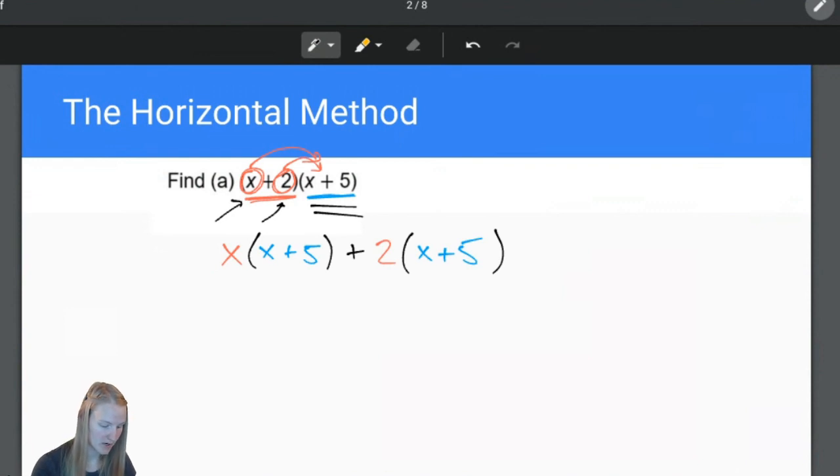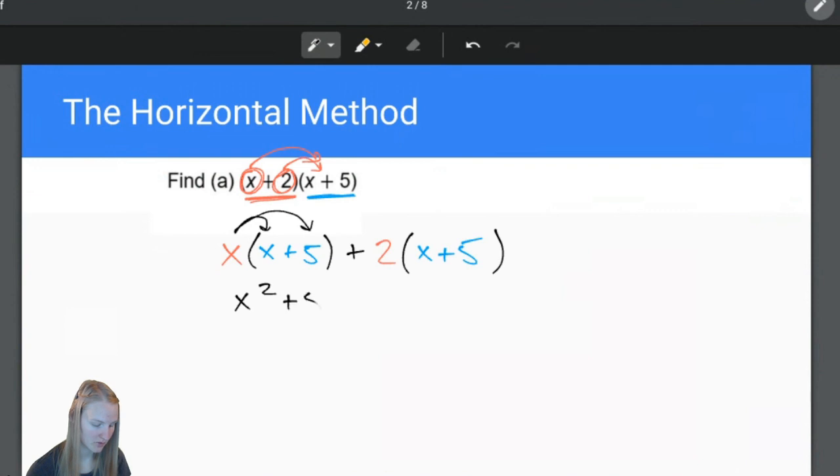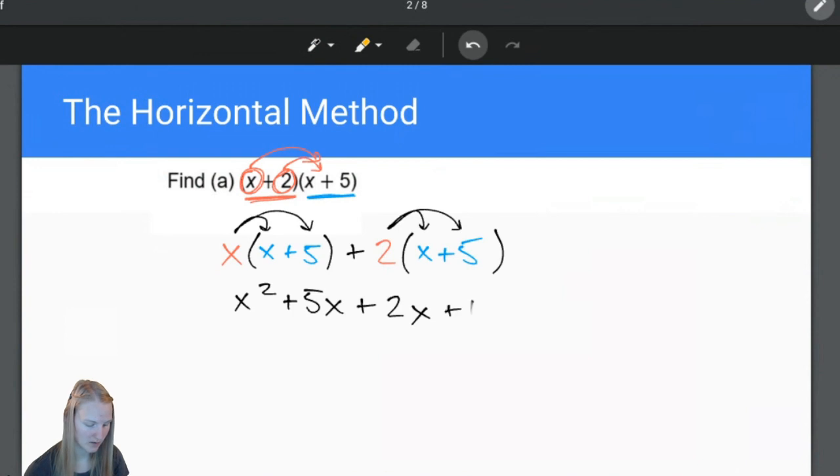And we know how to do that. So we're going to go x times x is x squared. X times 5 is 5x. And then plus, we're going to do the same thing over here. 2 times x is 2x. And 2 times 5 is positive 10. And now this is exactly what you would have gotten if you had FOILed it. First, outside, inside, last, and so on.